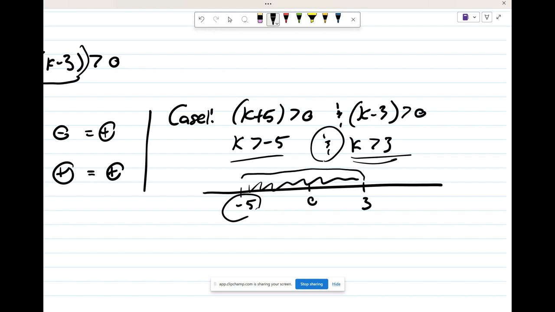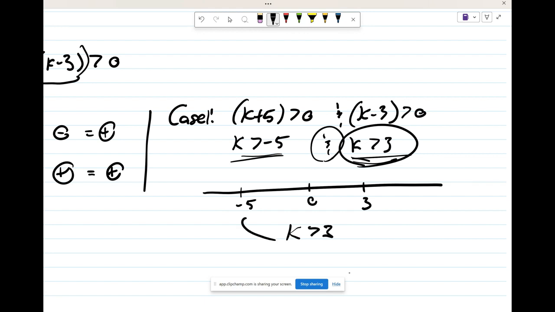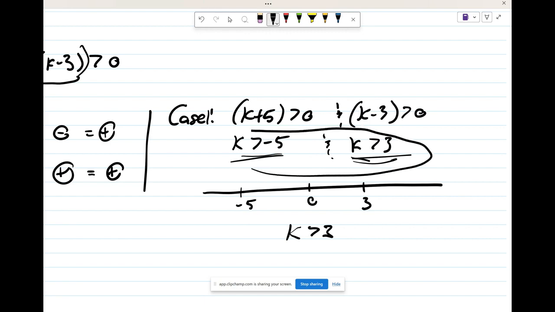So anywhere in here is off limits. Anywhere down here is off limits because it's not greater than -5 or greater than 3. So we have to pick up here because it's "and". So this is greater than 3 and it's greater than -5. So we can just choose this one on its own. k greater than 3 already includes everything greater than -5. If k is greater than 3, it's already greater than everything that's greater than -5. So we can reduce these two equations down into one.